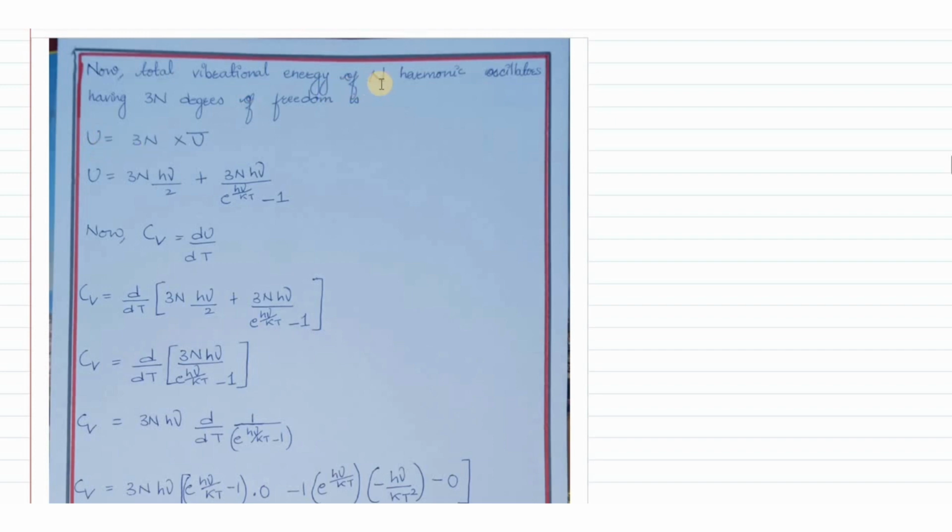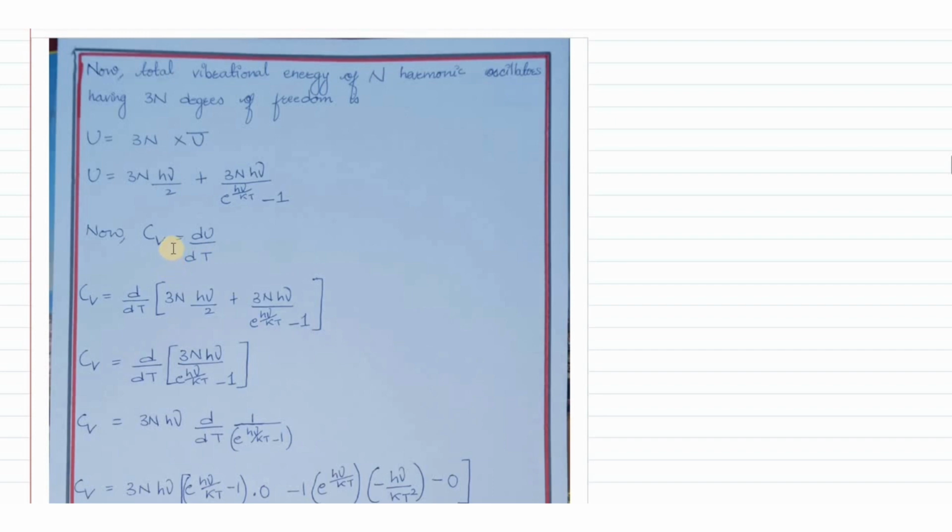Now let U be the total vibrational energy of anharmonic oscillators having 3 degrees of freedom, which is 3 times u bar. So U is equal to 3 u bar, which is equal to h nu by 2 plus h nu by e to the power h nu by kT minus 1. Multiplying by 3N inside the bracket, we get U is equal to 3N h nu by 2 plus 3N h nu by e to the power h nu by kT minus 1.